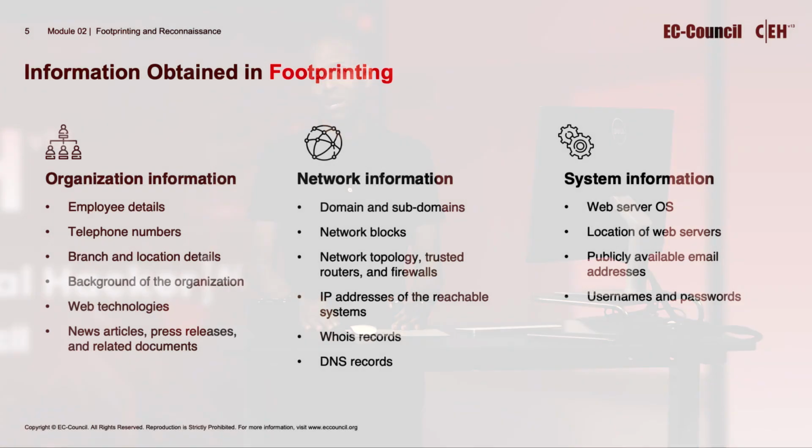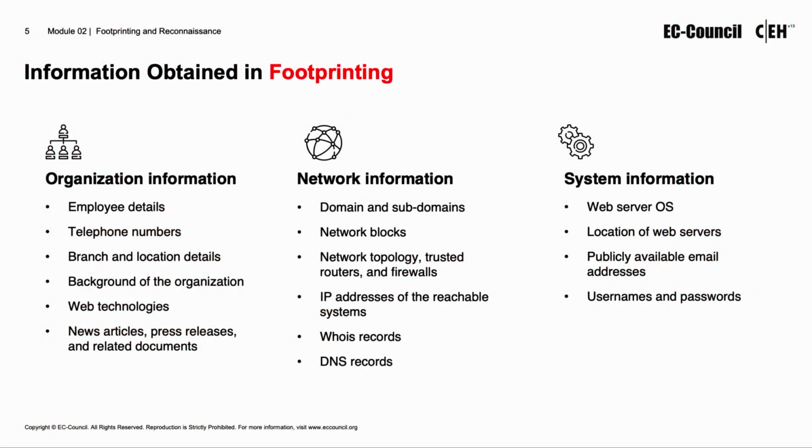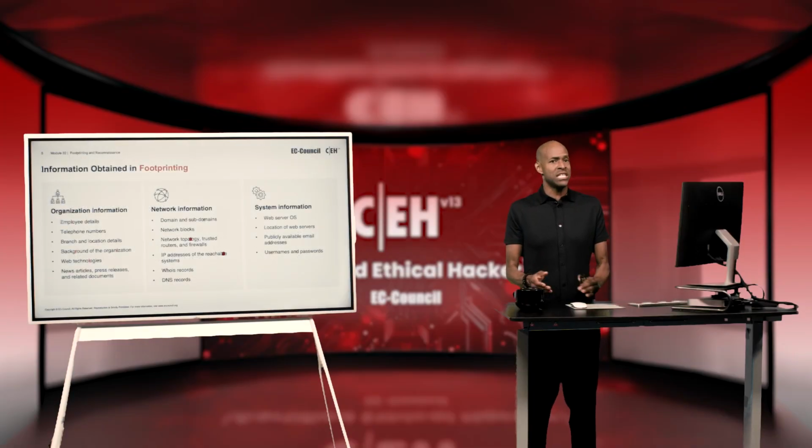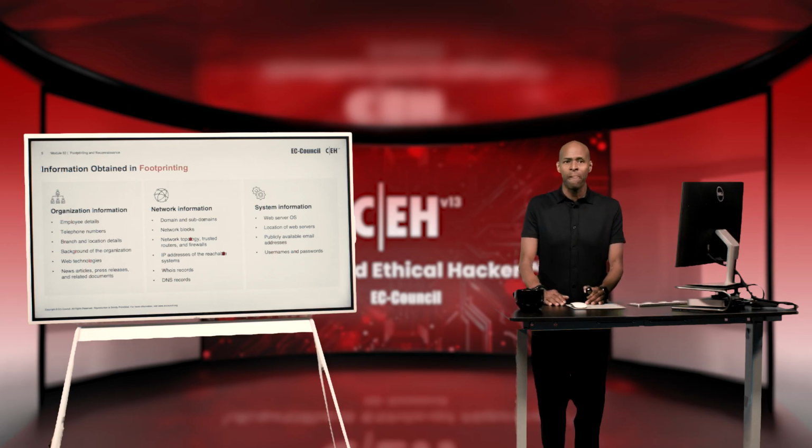Then we get information about the network. Where is that organization in terms of network? What IP address blocks are they using? Maybe we can get some whois or some DNS information. We go a little bit further and we get information about the operating system. What type of operating systems are they running? Maybe the IOSs that they're running on their edge network devices. Maybe we get information of where their web servers are located.